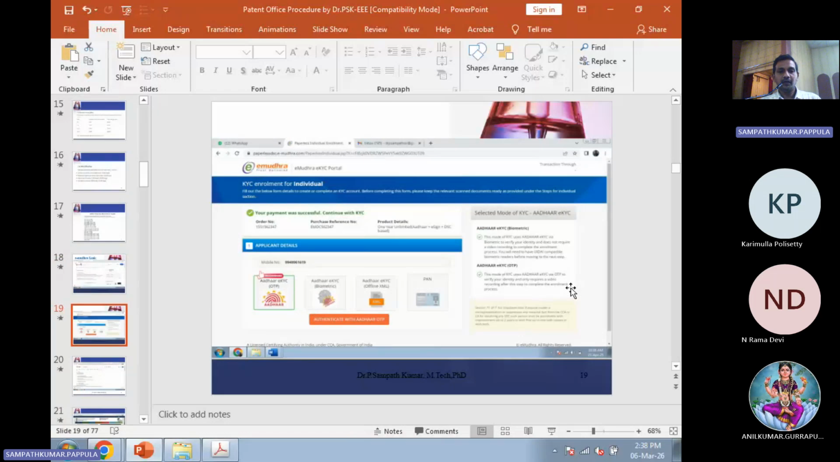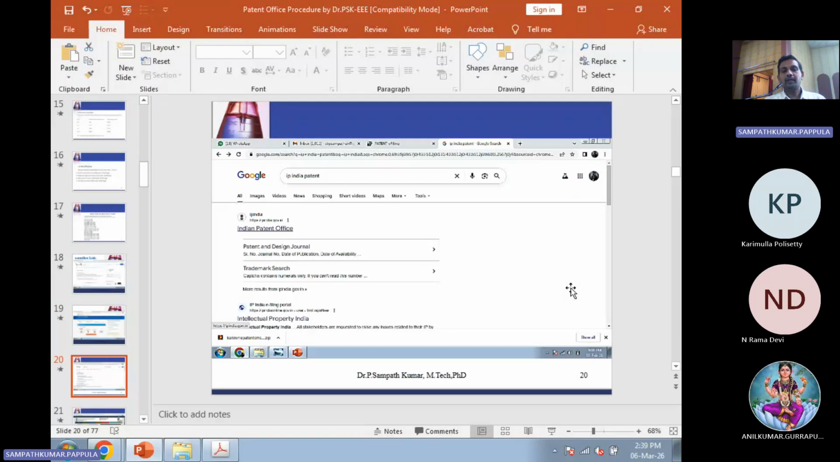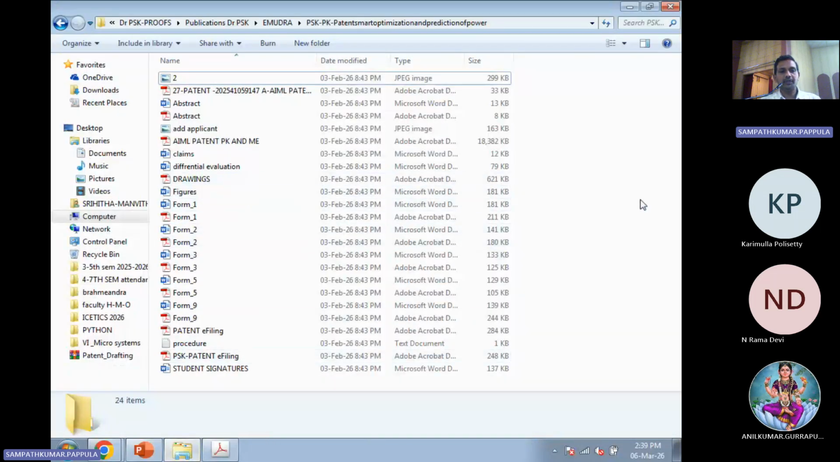Okay, so finally, if I get the e-Mudra, I get this payment successfully, and that means I received the e-Mudra here. Finally you'll get this window. Now, after getting that e-Mudra, what should we do? We need to prepare the files. How many files are required? Here we require these files.